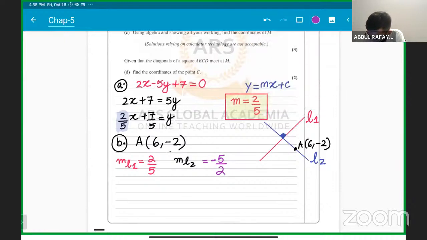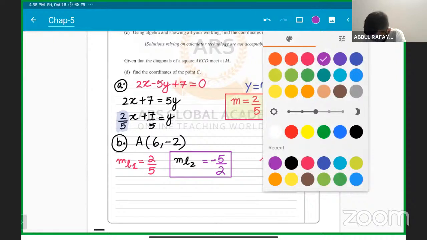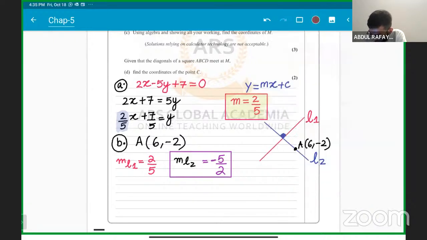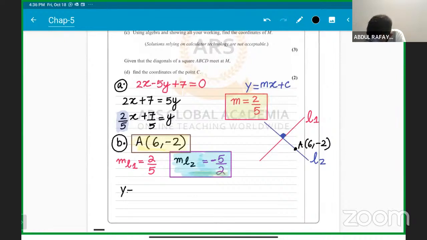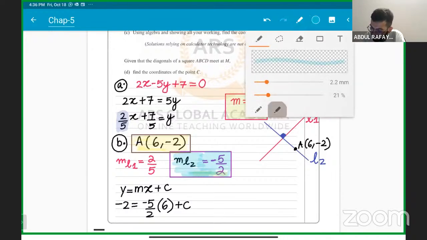And then you already have the coordinates. Okay, we need the gradient and we need one coordinate to make the equation, students, which we have already got. The coordinates available were 6 comma minus 2, and the gradient of line 2 was already available, that was minus 5 over 2. So now we can make the equation, y is equal to mx plus c. We have y as minus 2, gradient is negative 5 over 2, x value is 6. So we just need to find the c value, okay?